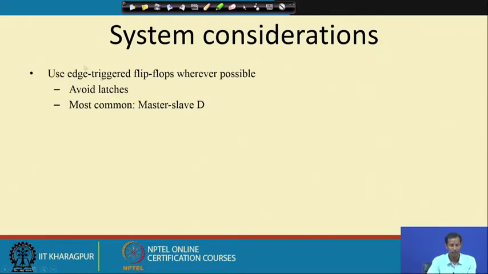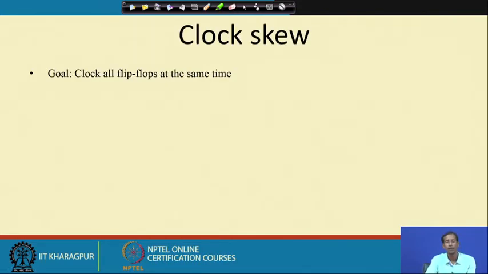Then, use edge triggered flip-flops instead of latches, because a latch is level sensitive, not edge sensitive. Level sensitive means it does not depend only on the clock; it depends on the clock as well as the data at the same time, and no one gets the highest priority among them. That is why you should always try to use edge triggered flip-flops instead of latches, and use master-slave D flip-flop architectures. This is the system consideration you need to keep in mind whenever you are designing your system.